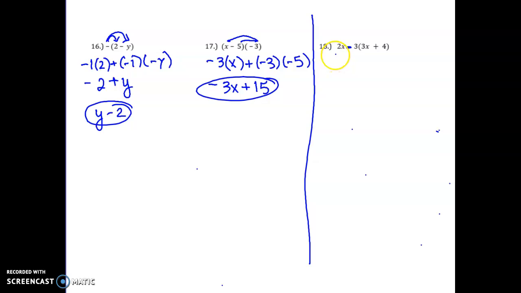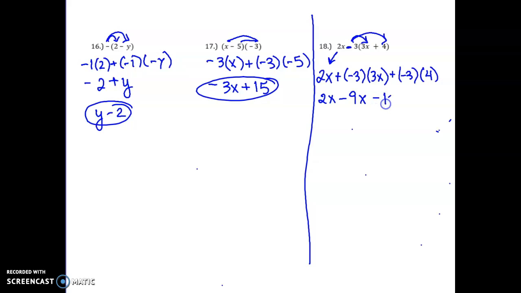So the 2x comes down. We're not doing anything with the 2x just yet. But we're taking this negative 3 and multiplying it by 3x, and then we're also taking this negative 3 and multiplying it by the 4. So I would get 2x minus 9x minus 12. And now I can combine my like terms. 2x minus 9x is negative 7x, minus 12 would be my answer.